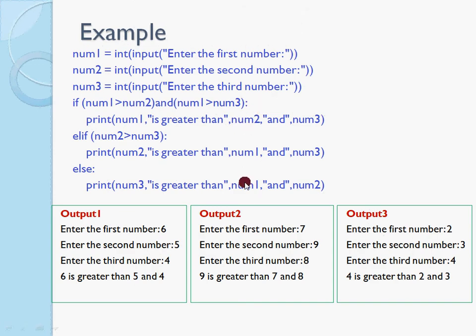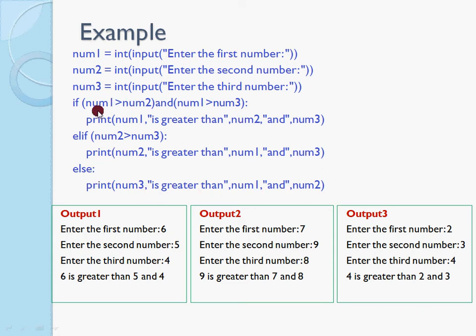So here is an example where I am trying to find the greatest among three numbers. The inputs are the three numbers num1, num2 and num3. First I am going to check num1 with num2 and num3. If num1 is greater than num2 and num1 is greater than num3, obviously num1 is the greatest among num1, num2 and num3. If the condition is false, next we are going to check with num2 and num3. If num2 is greater than num3, obviously num2 is greater than num1 and num3. If not, num3 is greater than num1 and num2.